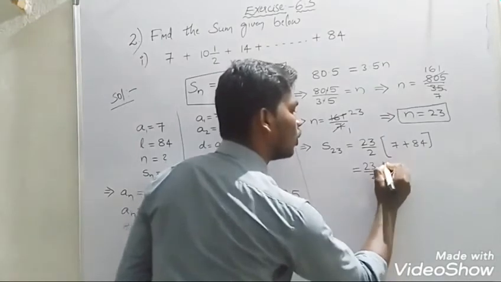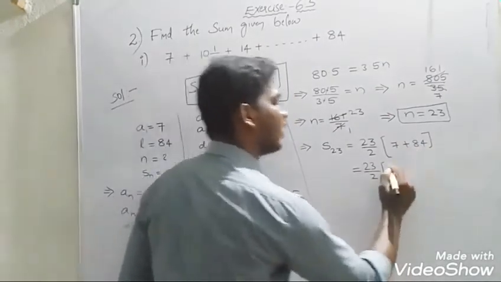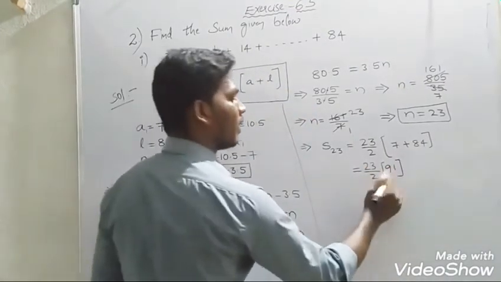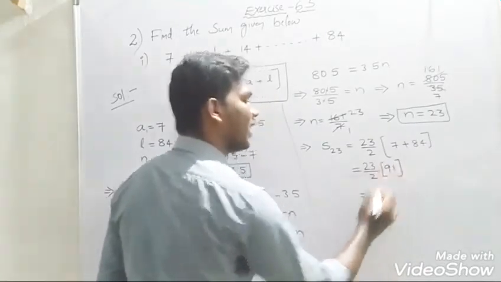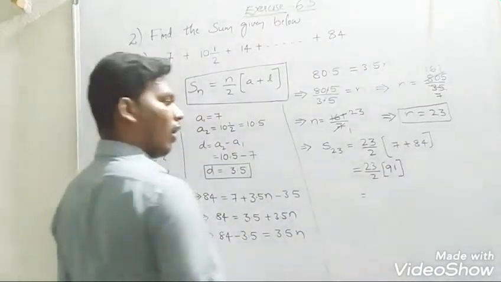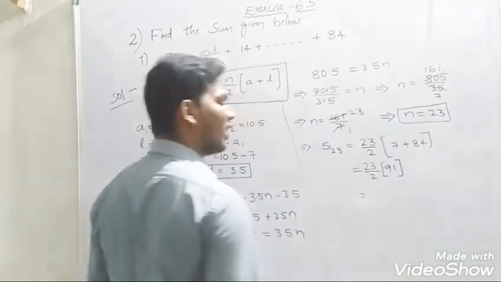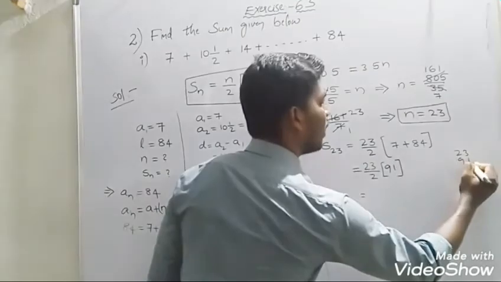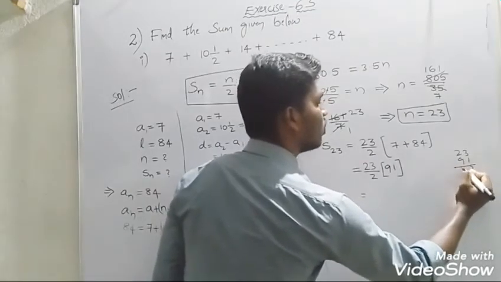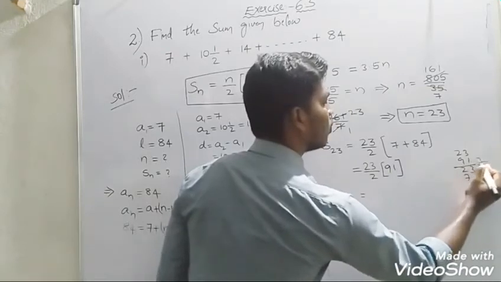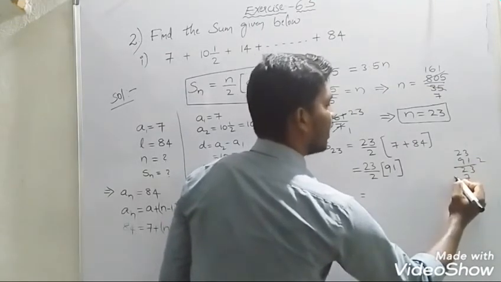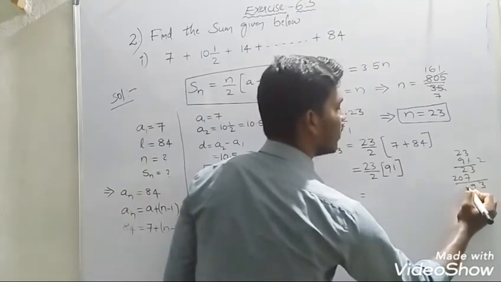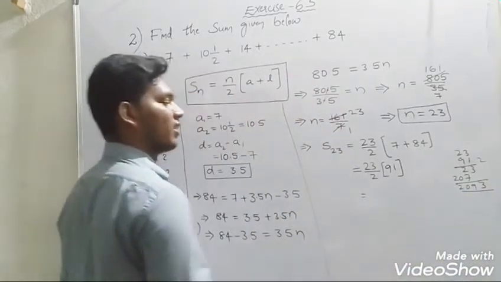So this becomes 23 by 2 into 84 plus 7, which will be 91. 84 plus 7 will be 91. Okay friends. So 23 into 91, friends. So 23 into 91. So 1 three is 3, 1 two is 2, 9 threes are 27, 9 twos are 18. 18 plus 2 will be 20. So finally 3, 7 plus 2 will be 9, 0. 2093, friends.